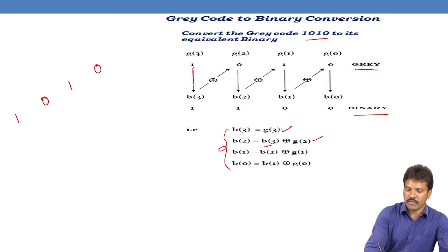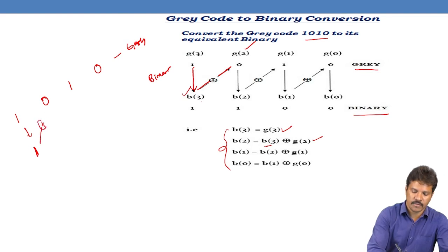Take the 1 as it is, you will get 1 in the binary. It is gray, it is binary code we need to find out. Take this number as it is. Next, the XOR operation with this number, XOR operation with this number and this number and G2. So what is the XOR operation with this number? 1 XOR 0, you will get the answer.